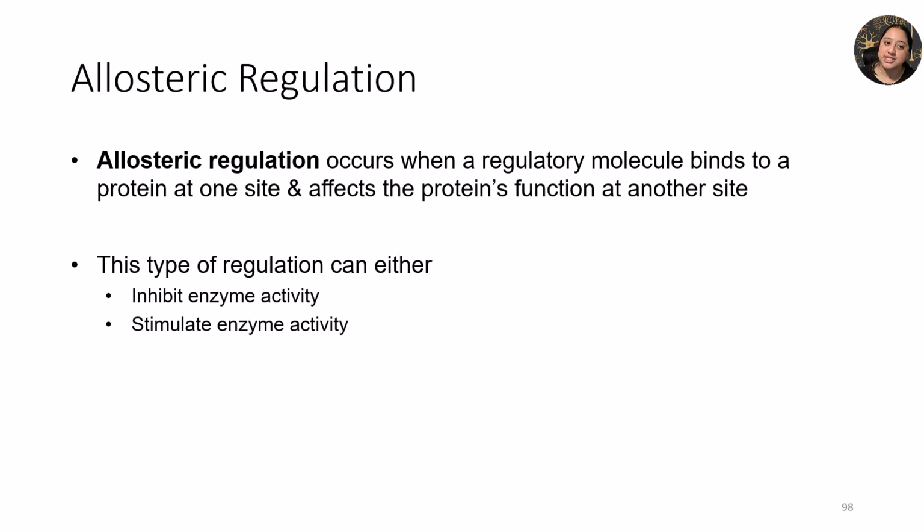So there's this concept called allosteric regulation. It has nothing to do with aloe vera. This occurs when there is some kind of regulatory molecule that binds to a protein at one site and affects the protein's function at another site. So this type of regulation can either inhibit enzyme activity or stimulate enzyme activity.